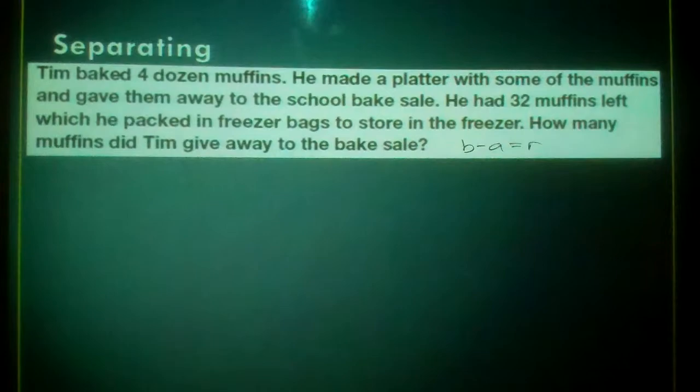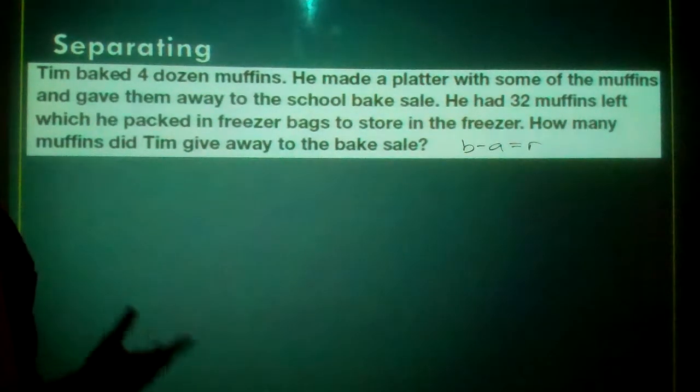Okay. So it says, Tim baked 4 dozen muffins. He made a platter with some of the muffins and gave them away to the school bake sale. He had 32 muffins left, which he packed in the freezer bags to store in the freezer. How many muffins did Tim give away for the bake sale? Okay. Well, he had 4 dozen and he gave away, or no, he had 32 left.